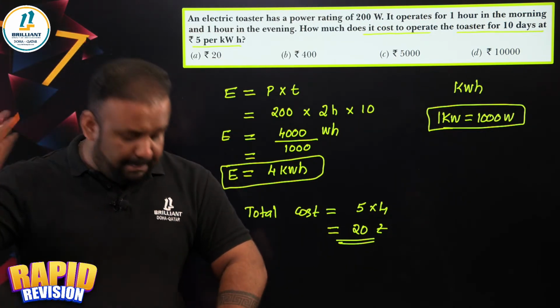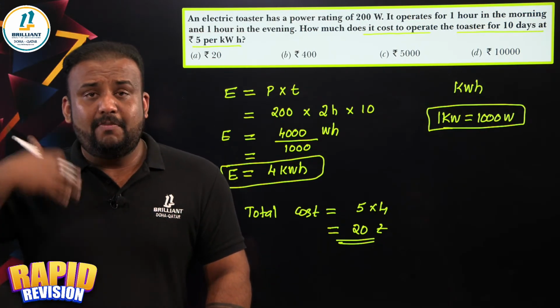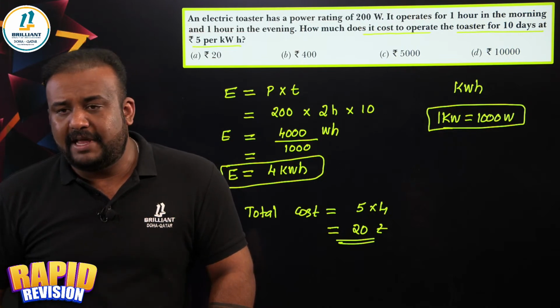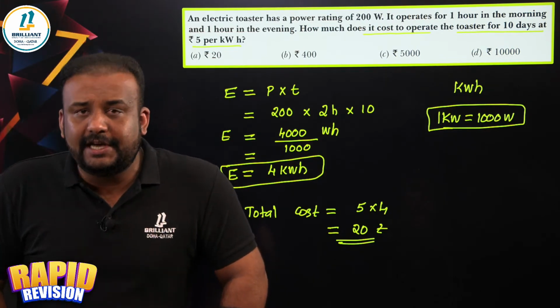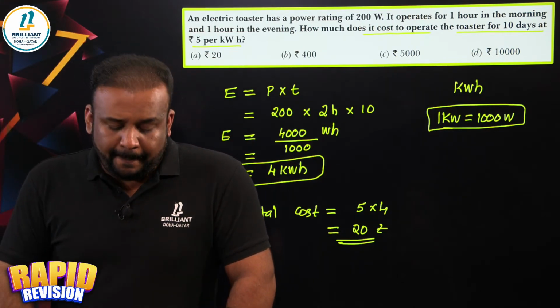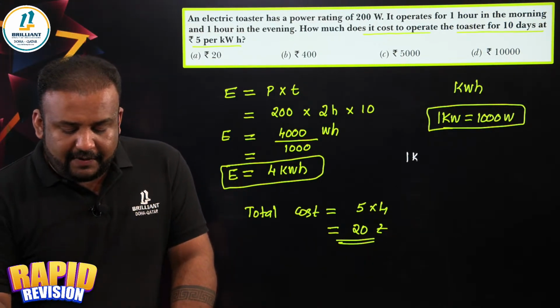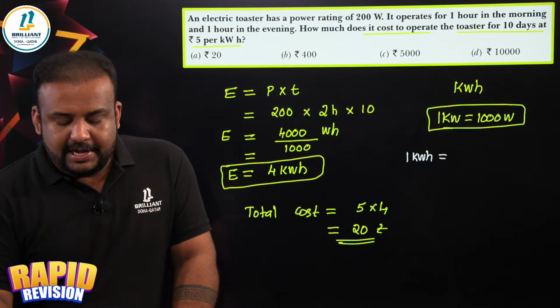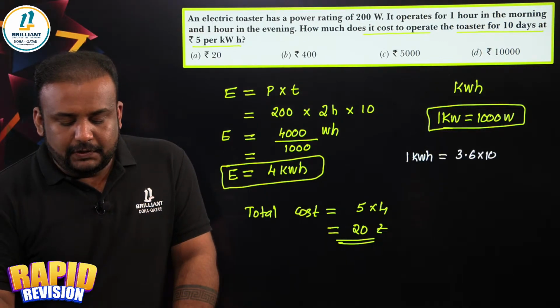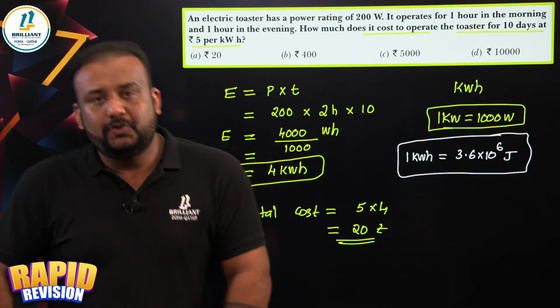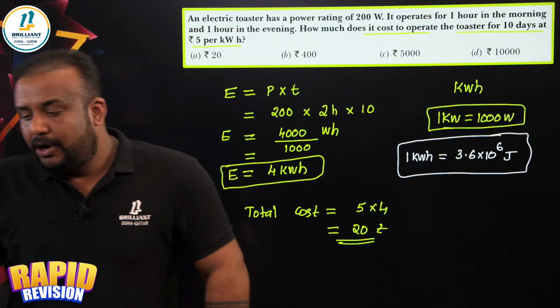So if you have multiple devices operating, just find their energies, add all of them, find how many kilowatt hours there are, and then calculate. And always remember, 1 kilowatt hour is equal to how many joules? It is 3.6 million joules. All of you understood that?